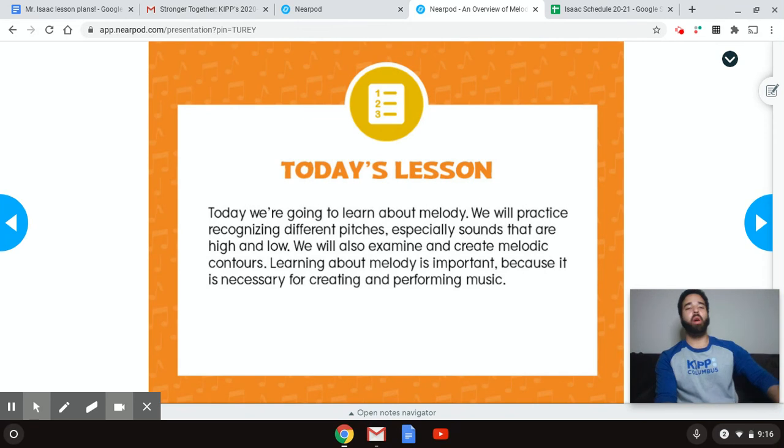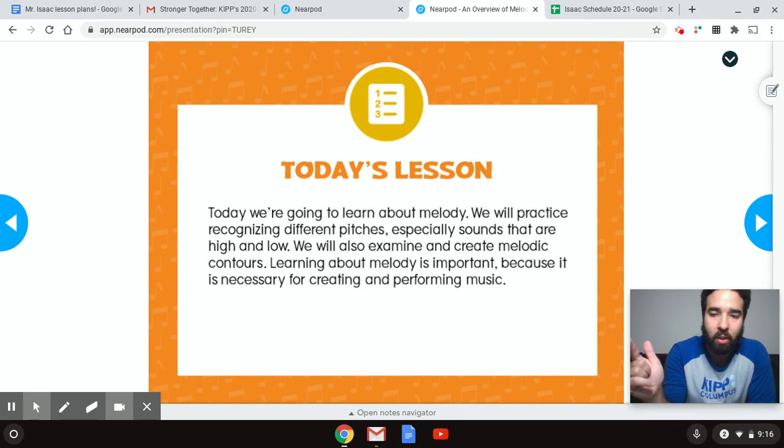Okay. We will also examine and create melodic contours. So that is something we didn't get to today. All right, so this is where the lesson is going to continue on. We're going to get to melodic contours. And just remember how important melody is as we go through this slide.